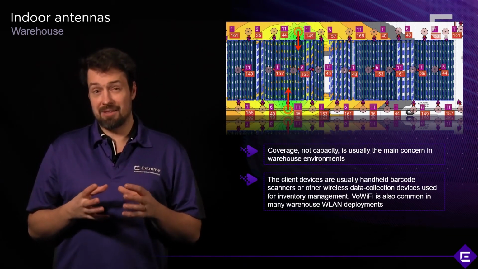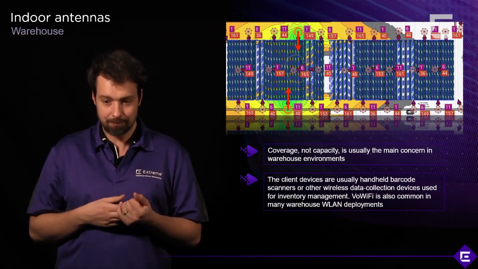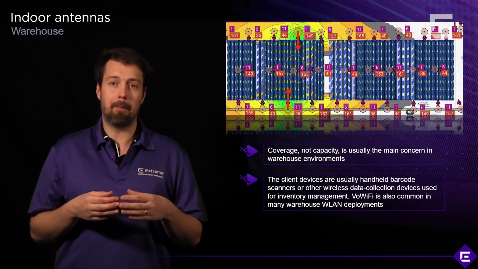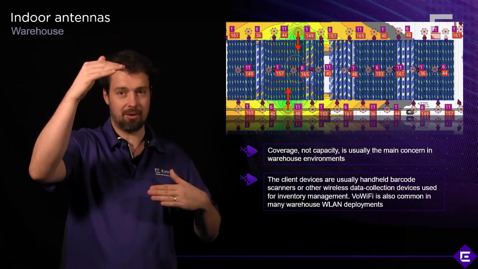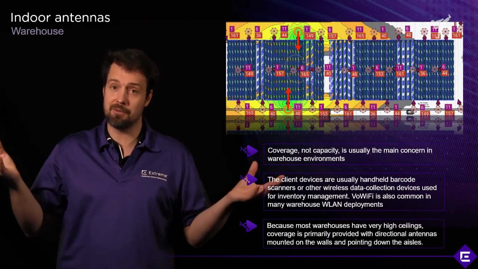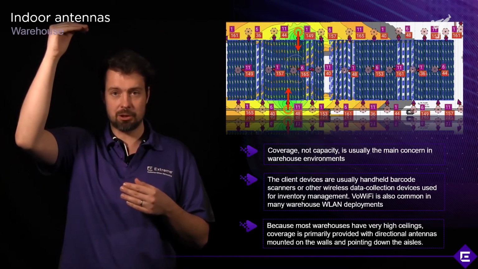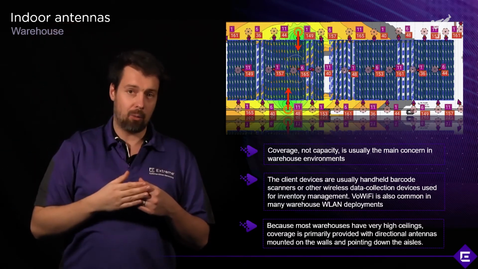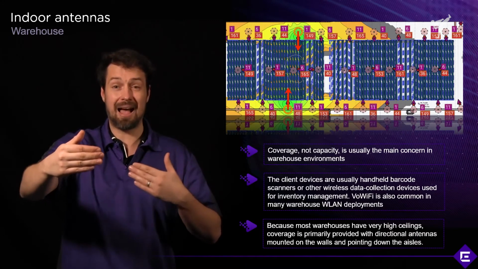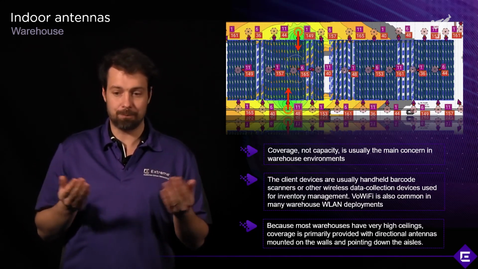Because a lot of warehouses have very high ceilings and also there's limited access to the ceiling, the coverage is often provided by directional antennas mounted on the walls at each side of the shelves. Now that depends on the warehouse itself. In some warehouses you will be able to get away by mounting access points with directional antennas on top of the aisle, whereas in other cases the aisle may be too long and you'll need to provide directional antennas at either end. And the number of APs will obviously change.